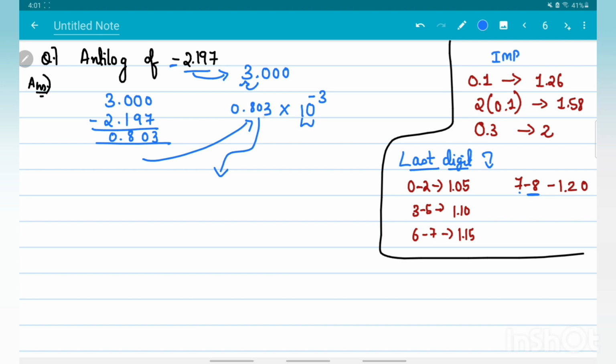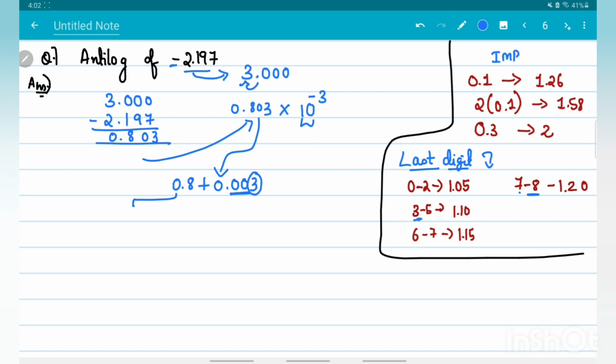Now again this 0.803 can be written as 0.8 plus 0.003. If you add this, you get this 0.803. Now this is our last digit, and here in the last digit we have got 3.